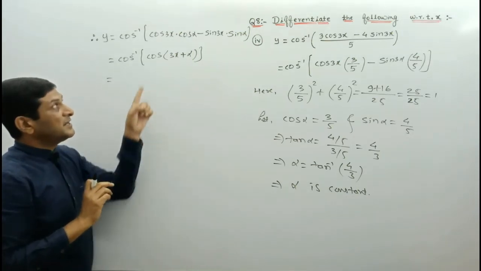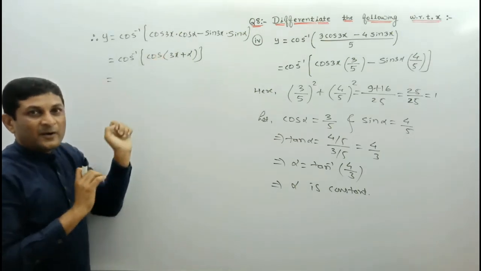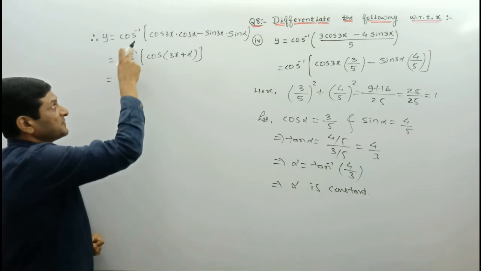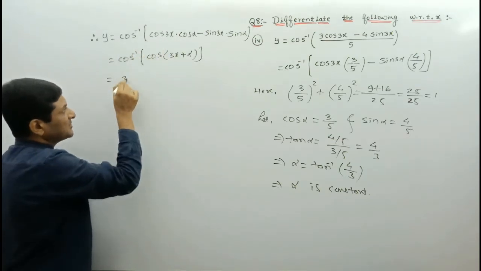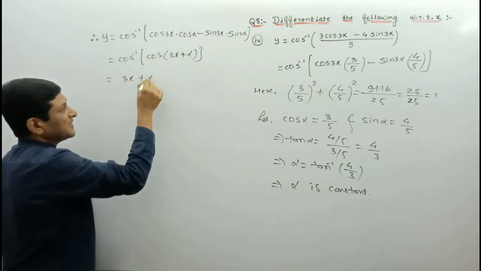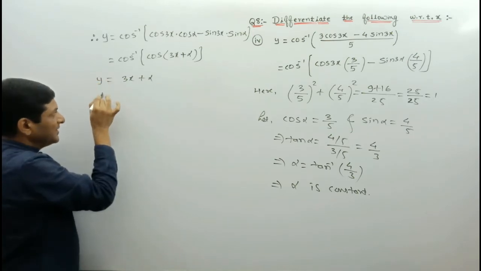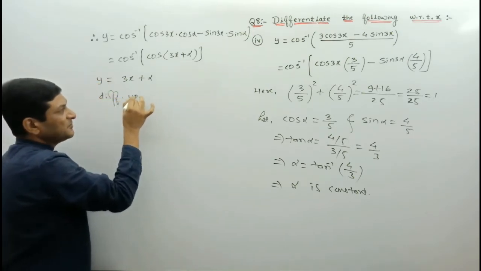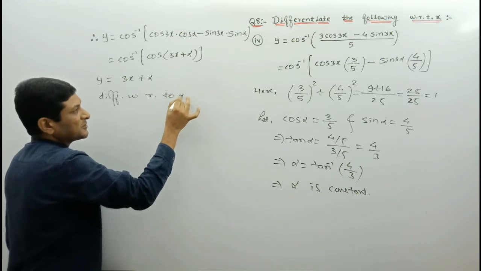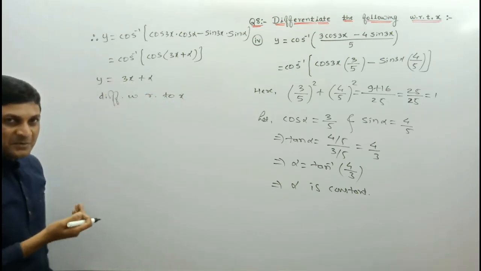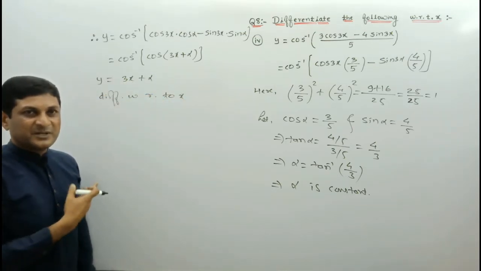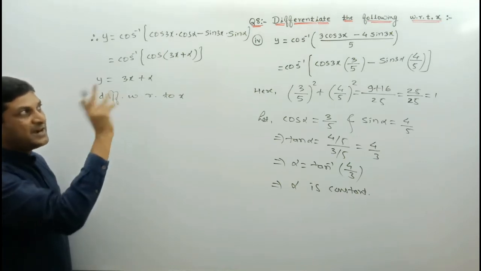Now we have converted it in terms of cos. Now according to the property of inverse trigonometric functions, cos inverse and cos will get cancelled, and what is the remaining term? 3x plus alpha is the value of y. Now we are differentiating it with respect to x, because already the value of y is in simplest form. After converting it to simplest form, the remaining part is to find all the required differentiation.